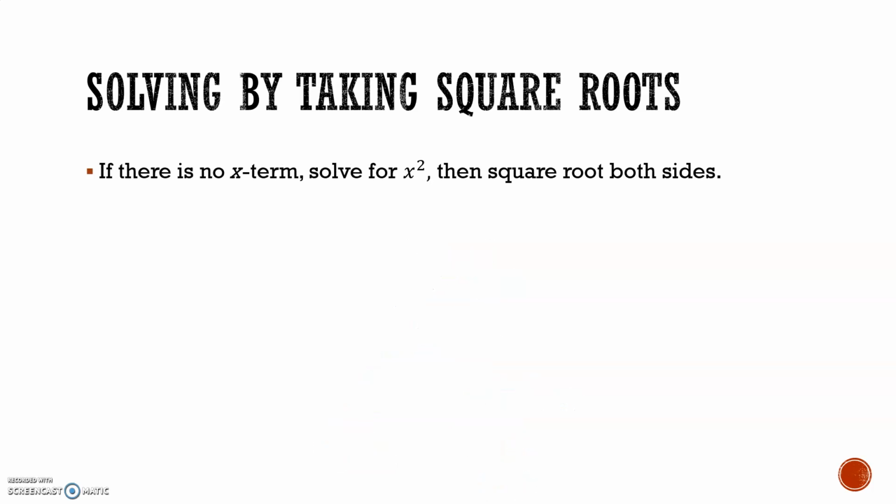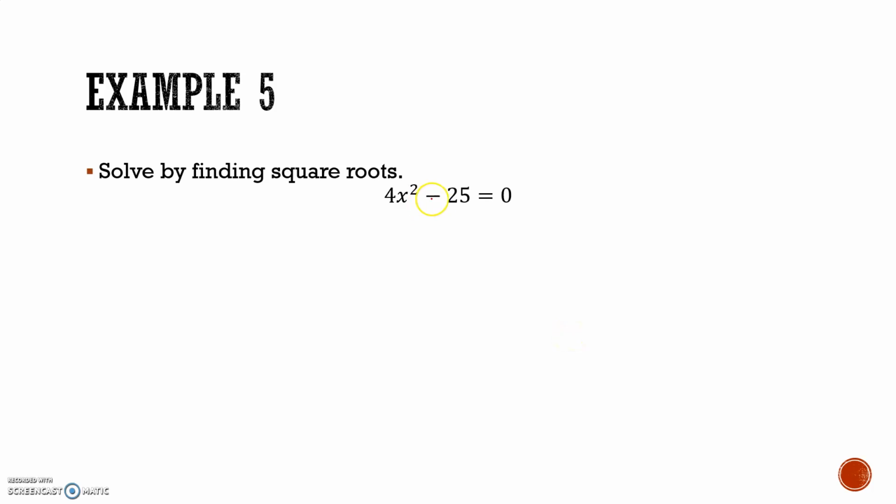We have some special cases. Sometimes there's going to be problems that look like this, and there's no x term. Now we know how to factor that, but there's a shortcut. We're going to solve for x squared and then take the square root of both sides. So here's what it looks like. I'm going to get the 25 on the other side, and I do 4x squared equals 25.